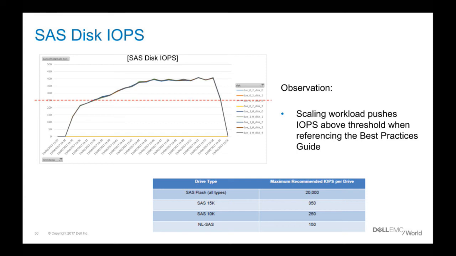So our observations: the scaling workload pushes the drives above the recommended levels when we cross-reference against the Unity best practices guide, which denotes for a 10K drive it should be maintained under 250 IOPS. It's not necessarily the case always, but it's a clear indicator from a health check perspective that we might want to do something to alleviate that problem. Because we're looking at it from a health check as well, we do want to have a look at CPU utilization. I'll just pop that chart up there, and CPU is well within acceptable limits of utilization.